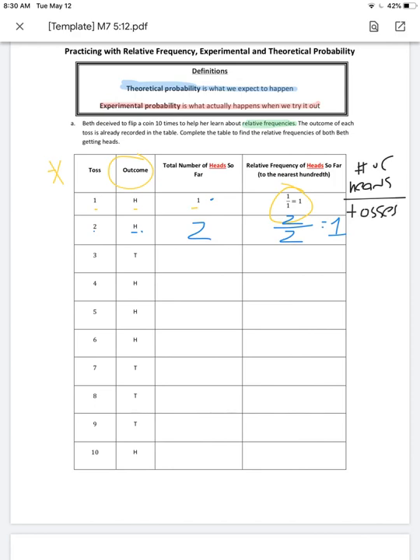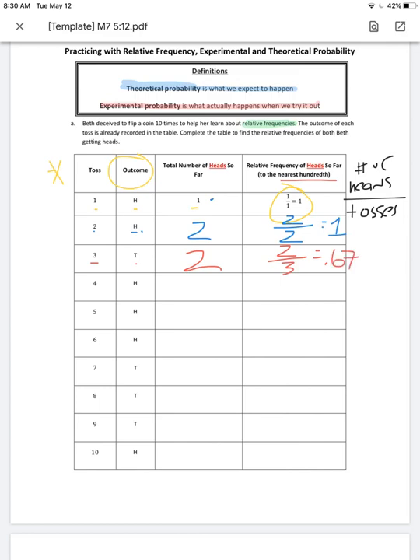Let's look at one more, and this is toss number 3. Notice here she lands on tails. So what's the total number of heads so far? Well, out of the 3 tosses, she only landed on heads twice, because she landed on tails in toss 3. What's the relative frequency? Well, 2, and there were 3 tosses. 2 heads out of the 3 tosses equals, and if we simplify this, you might recognize this fraction. It's actually as a decimal 0.6 repeating. It tells us to convert to the nearest hundredth, 0.67.